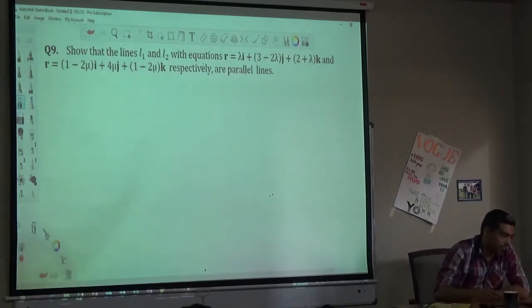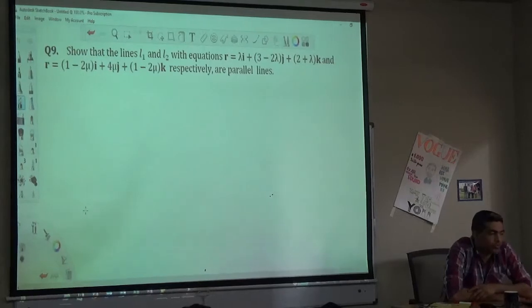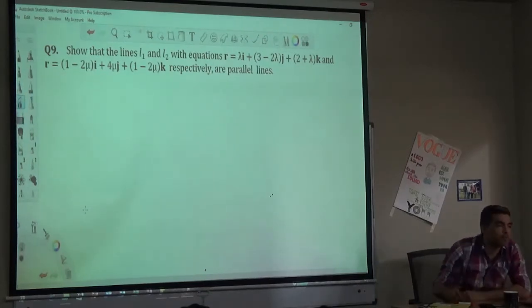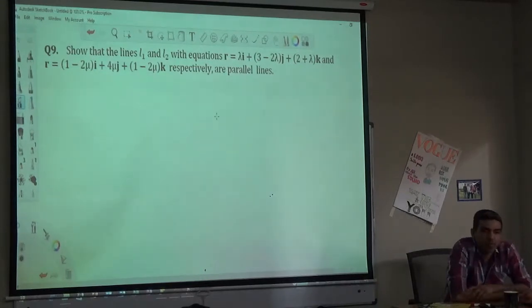The very first thing that you need to do is show that the direction vectors are parallel, and that's through showing that the direction vectors are scalar multiples of each other. That should be your first step. So first write the equation down in the proper A plus lambda D form, so that you can identify the direction vectors separately.